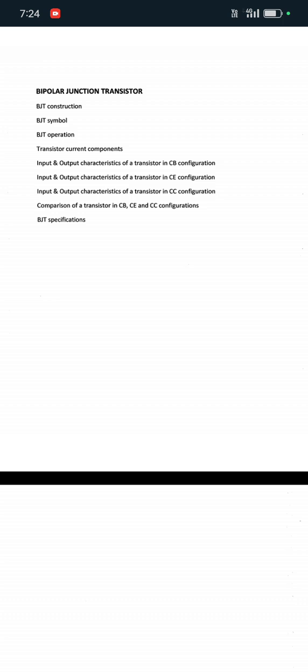The important one is the transistor current. The emitter current is the sum of collector current and the base current. IE equal to IB plus IC is called the transistor current.